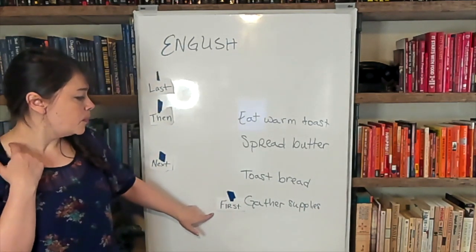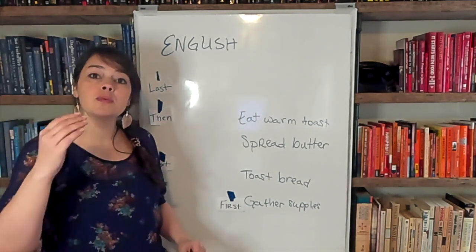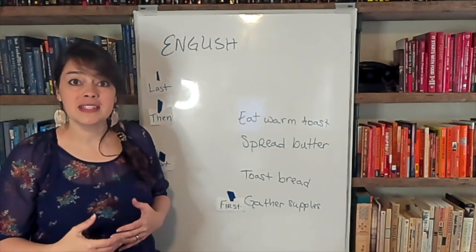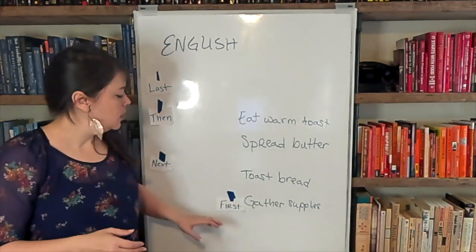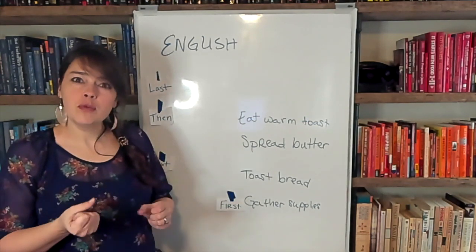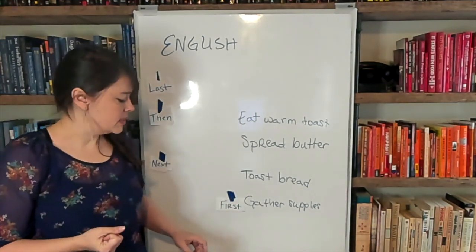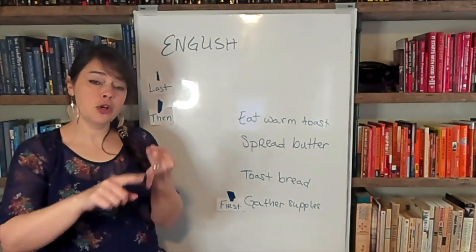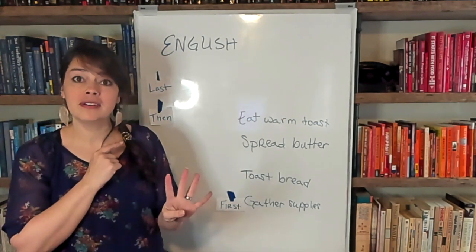This is a step you might not always think of, but as we go on learning this, you're going to eventually get to write your own instruction paragraph and tell us how to do something. You want to think about, what do you need to have with you to follow these instructions? So first, gather your supplies. Bread, toaster, butter, knife. Right?